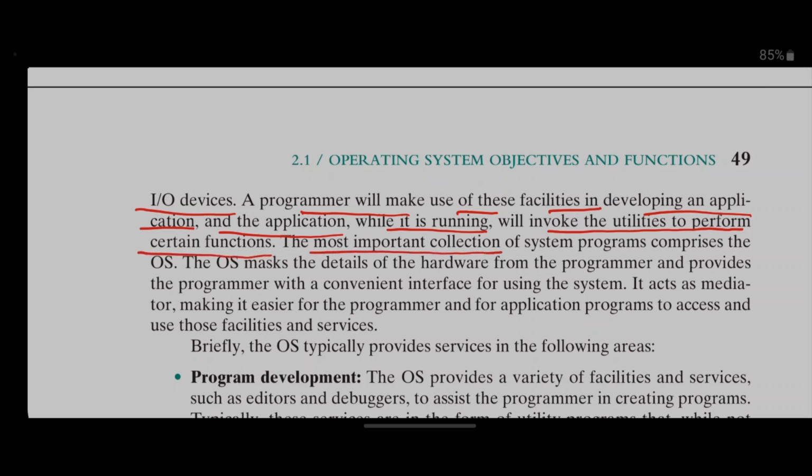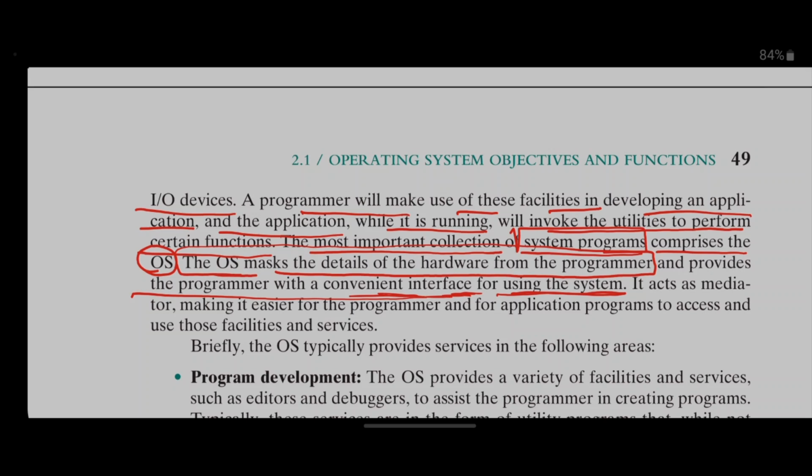The most important collection of system programs comprises the operating system. So, the operating system is a system program. The operating system masks the details of the hardware from the programmer. This is the thing that I have been telling since the first video. That is, the operating system masks the details of the hardware from the programmer or user and provides the programmer with a convenient interface for using the system, because working with hardware is very difficult.